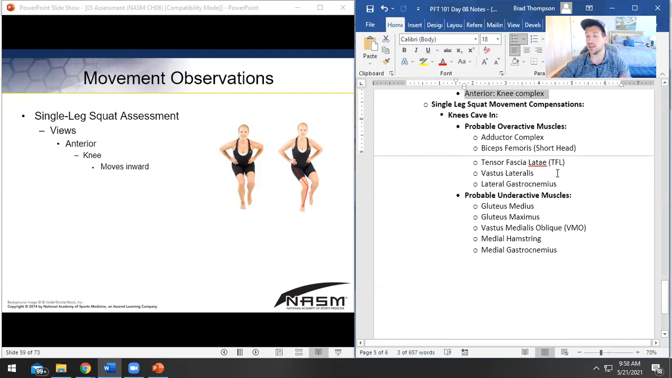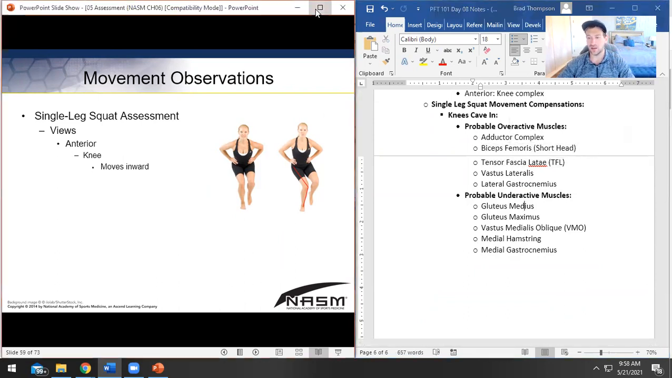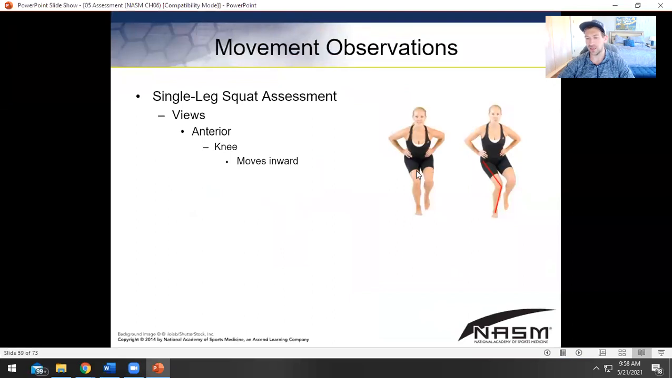If their knee caves in, guess what? They're going to have an overactive muscles list, and they're going to have an underactive muscles list. And you'll notice these lists are actually identical to when our knees caved in during the overhead squat. We see a tight adductor complex, a tight biceps femoris short head, TFL, right? Adductor complex on the inner thigh. TFL, that's an internal hip rotator. Biceps femoris short head, that's an external tibial rotator.